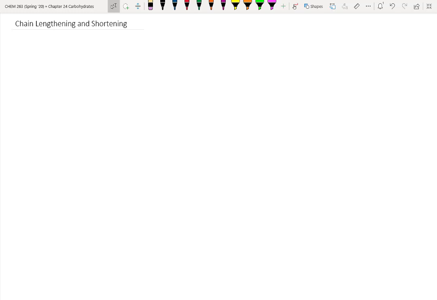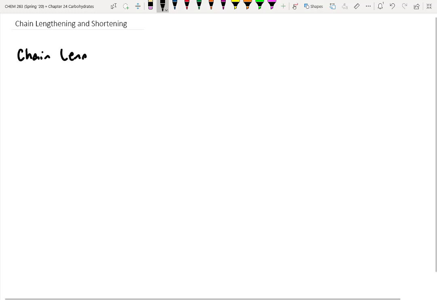Okay, in our previous video, we looked at some simple reactions involving monosaccharides, but today we're going to get into some more complicated ones involving chain lengthening and shortening. First, we're going to start out with chain lengthening. It's not very common to do this anymore simply because you can buy most custom carbohydrates. However, this was referred to as the Kiliani-Fischer synthesis.